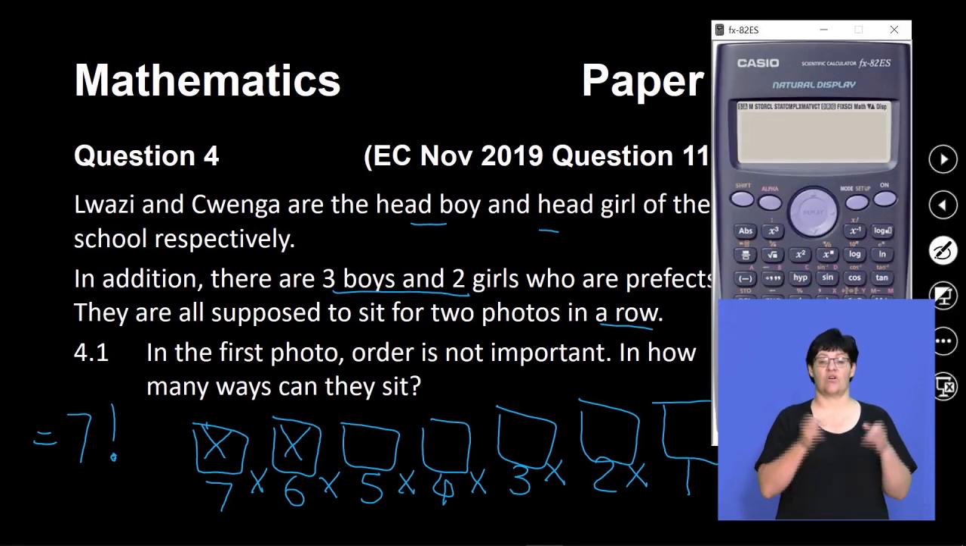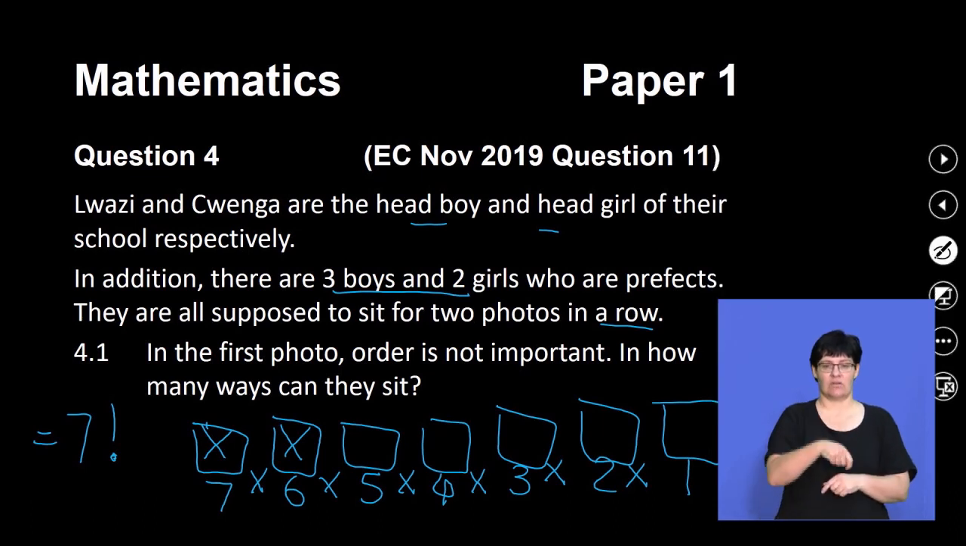All right, so all we need to do now is put that on our calculator. So we've got 7 factorial, and that is equal to 5,040. So that's our final answer, 5,040 ways.